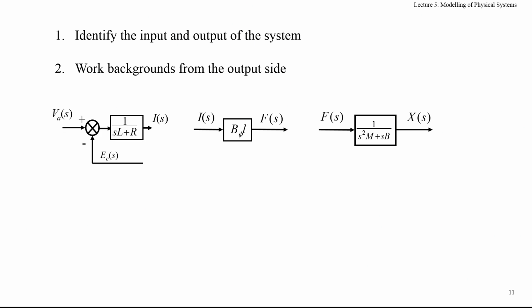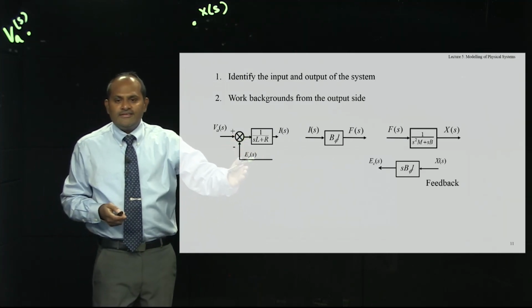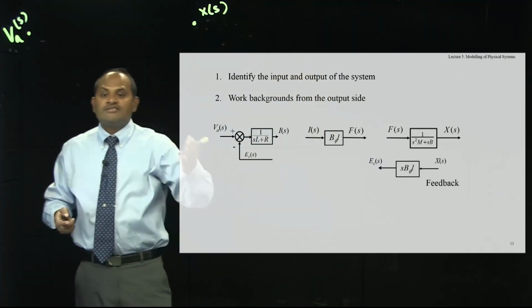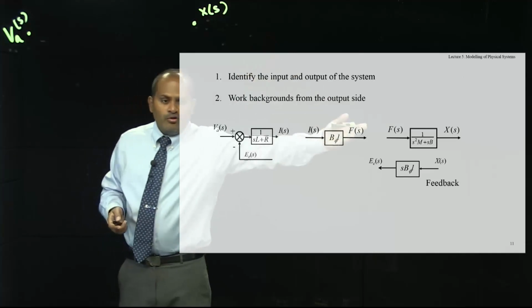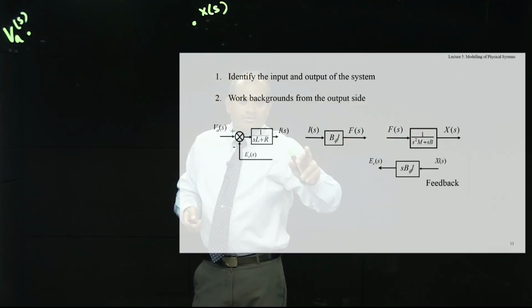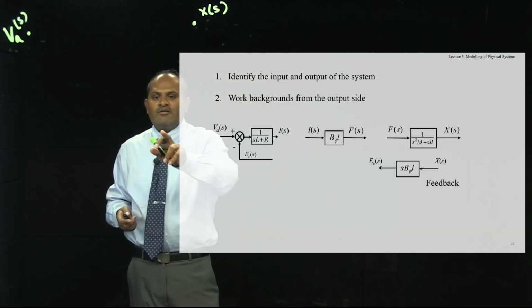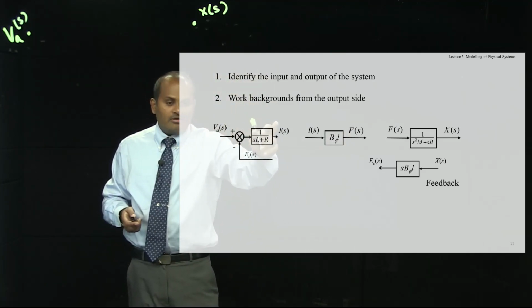Now if you come here, where do you get the current? Current comes from Va, the input, to the I of s, and now you have Ec of s. Based on that, the only thing that connects the output to the input is the feedback. So start at the output, you get x of s, F of s, then you see that I of s, F of s are related by b phi. Here I of s is the input, F of s is the output. And now in this equation, Va of s is the input, I of s is the output.